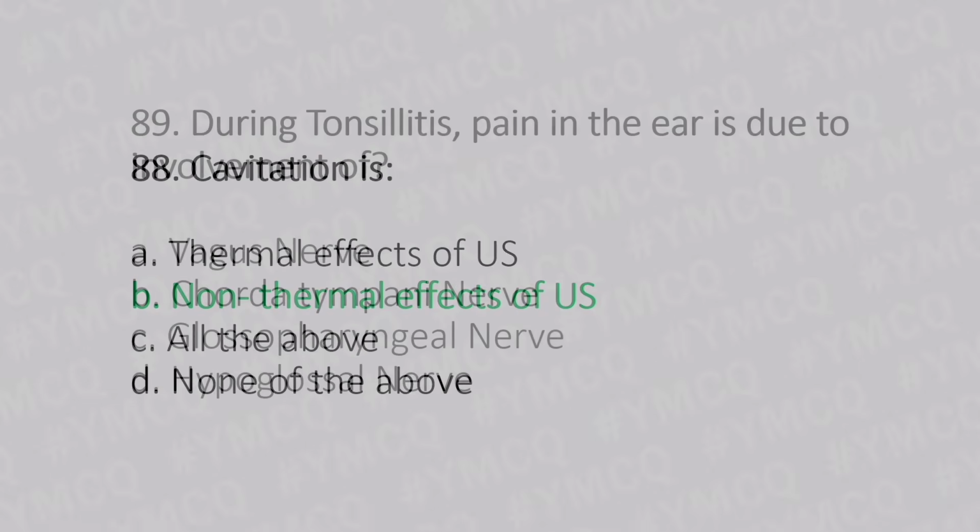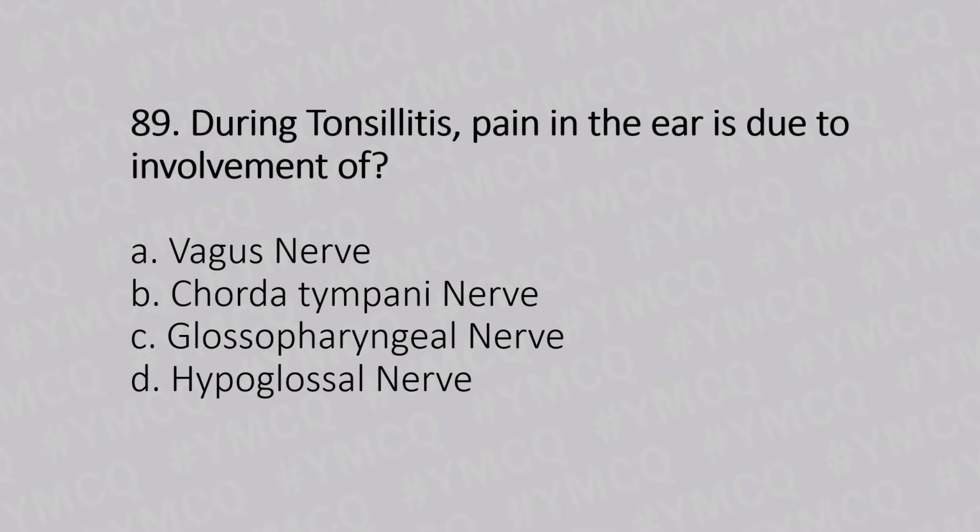Moving to our 89th question, during tonsillitis, pain in the ear is due to the involvement of option A, vagus nerve, option B, chorda tympani nerve, option C, glossopharyngeal nerve, option D, hypoglossal nerve, and the answer is option C, glossopharyngeal nerve.